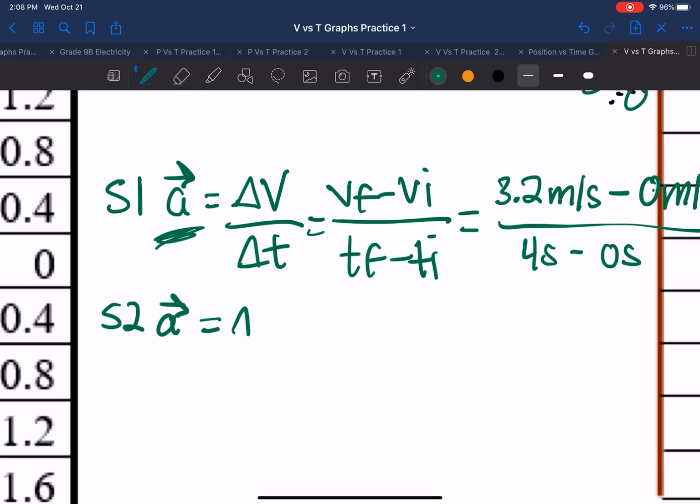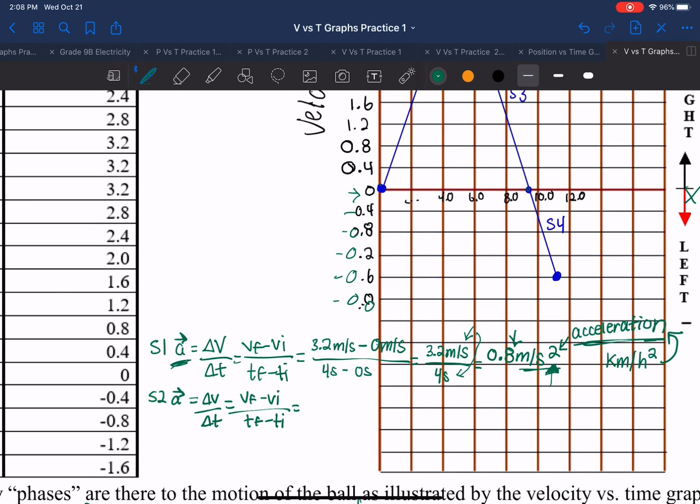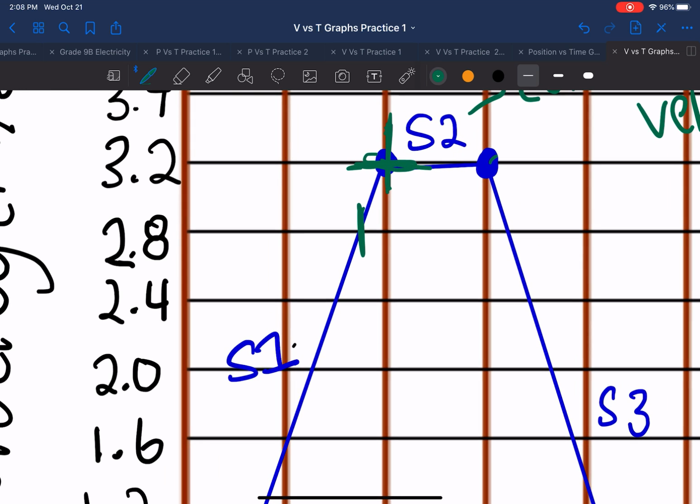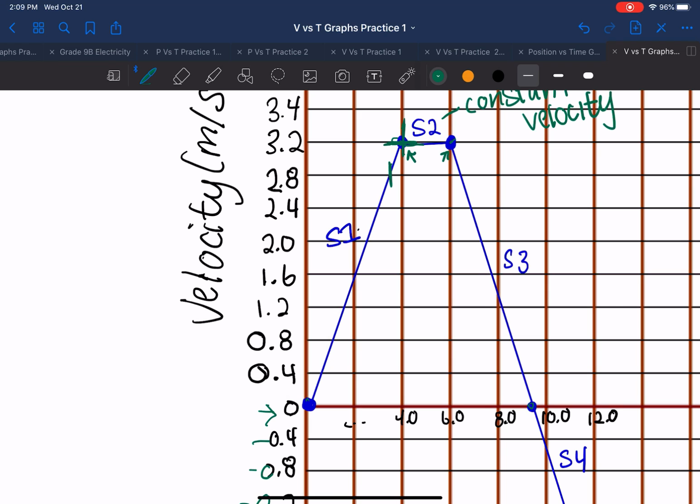Acceleration over time, VF minus VI, TF minus TI. We're going to enter our for sure values. I'm going to use points at these intersections so I don't have to guess decimal places. These intersections are at 3.2 here and 3.2 here. For our time, it's 4 seconds and 6 seconds.